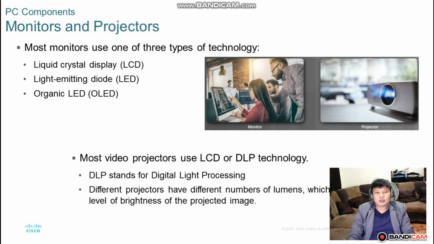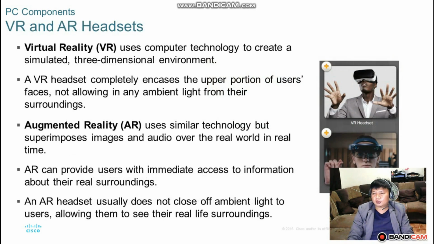Most monitors use one of three types of technology: the LCD, liquid crystal display, the light emitting diode or LED, and the organic LED or OLED. Most video projectors use LCD or DLP technology. DLP stands for digital light processing. Different projectors have different numbers of lumens, which affects the level of brightness of the projected image.